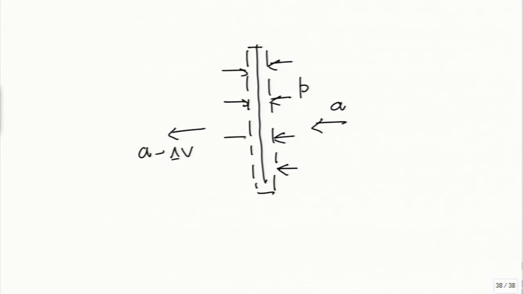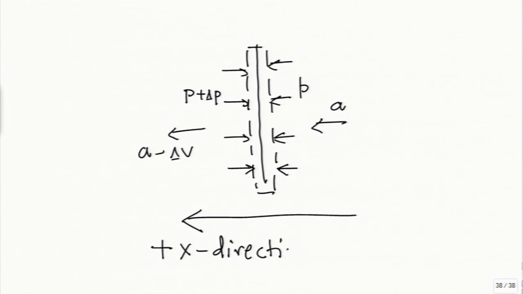On the outlet side, the force due to pressure will be acting in the opposite direction, and this will be P plus delta P. So remember that the flow is going this way, so we can call this the plus x direction if you want. You have to take into account the signs accurately when it comes to the computation of forces. So the force due to this pressure is going to be acting in the positive x direction, and we are performing these calculations on a per unit area perpendicular to the flow direction. So that's not a problem.